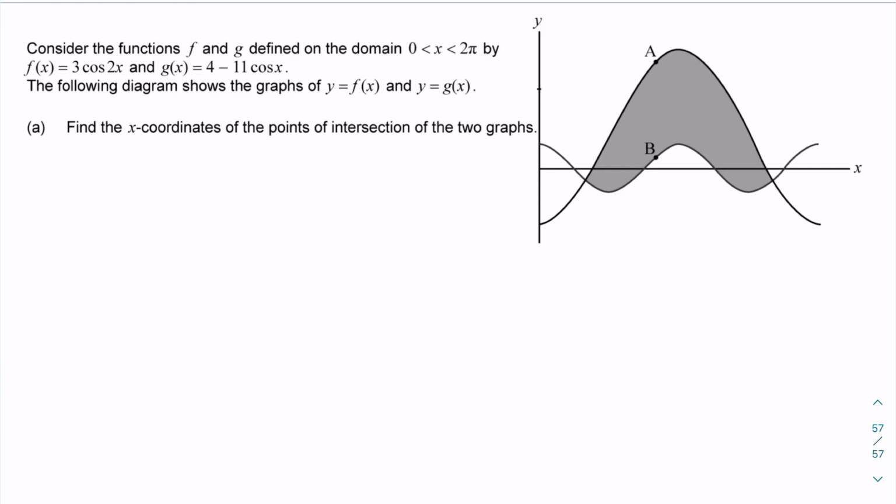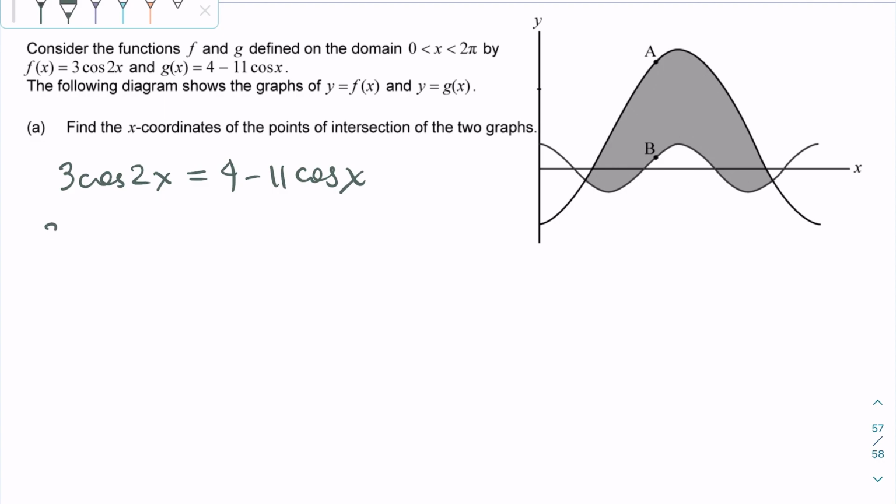Consider the functions f and g, where f is 3 cosine 2x and g is 4 minus 11 cosine x. Find the x-coordinates of the points of intersection of these two graphs. We can make the two functions equal to each other to find these 2 points.